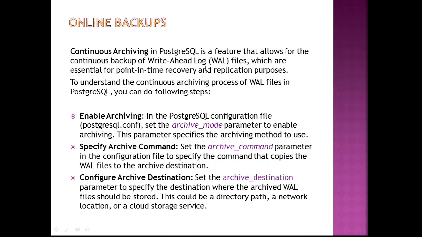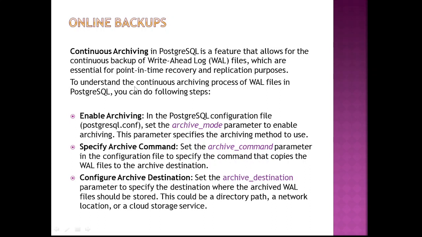So what's in these files? Anything you change in the Postgres database gets copied to WAL files, and then you can take a backup of these WAL files to a location of your choice. We call this process continuous archiving. Once you start this process, all the WAL files get copied to your archive location.